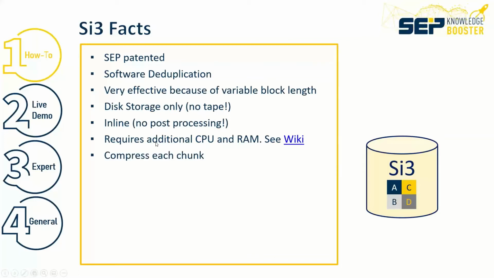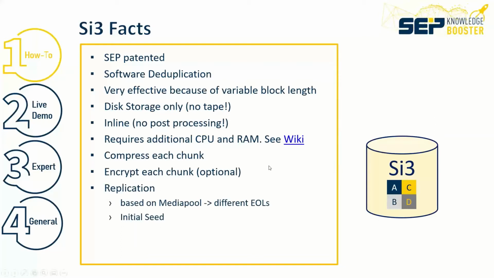Yeah, then if the data stream has been cut into chunks, each chunk will be compressed. This also saves a lot of disk storage. And it is also possible to encrypt each chunk. So you have a fully encrypted dedup store. That's also possible. And it's possible to do the replication based on media pools, which means that you can have different retention policies for every copy, for every replica. You can have different end of lifetimes. This is very, very important.